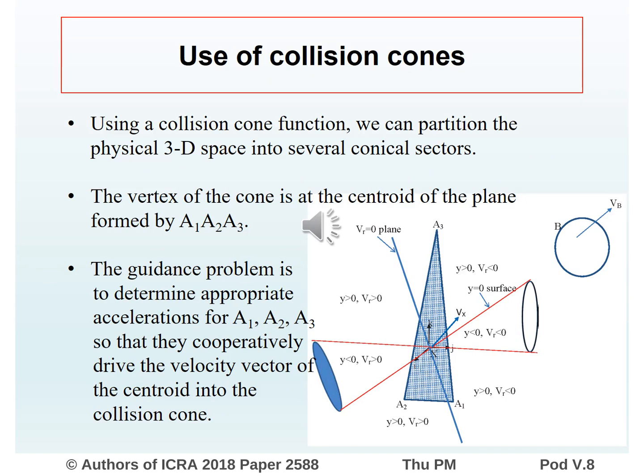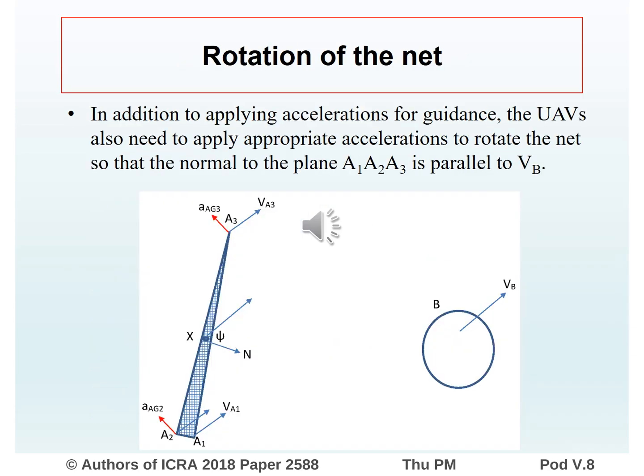The guidance problem is to determine appropriate accelerations for the UAVs A1, A2, A3 so that they can cooperatively drive the velocity vector of the centroid into the collision cone. In addition to applying accelerations for guidance, the UAVs also need to apply appropriate accelerations to rotate the net so that the normal to the plane A1, A2, A3 is parallel to VB.